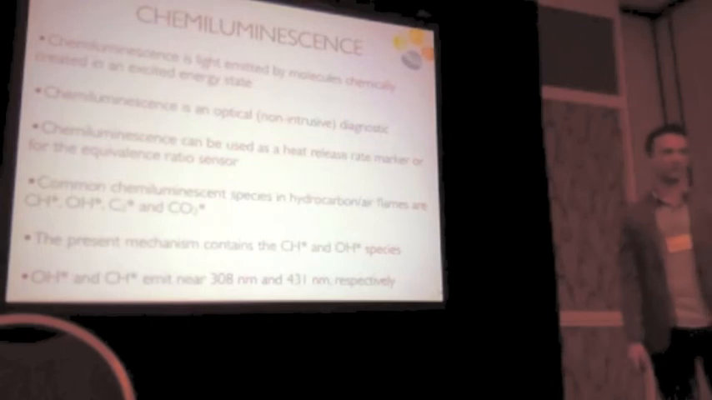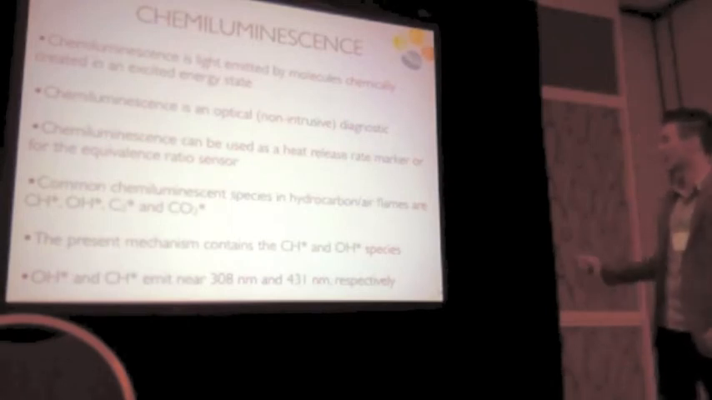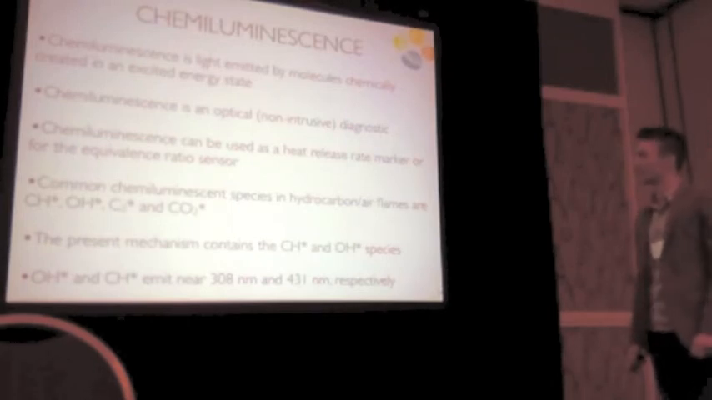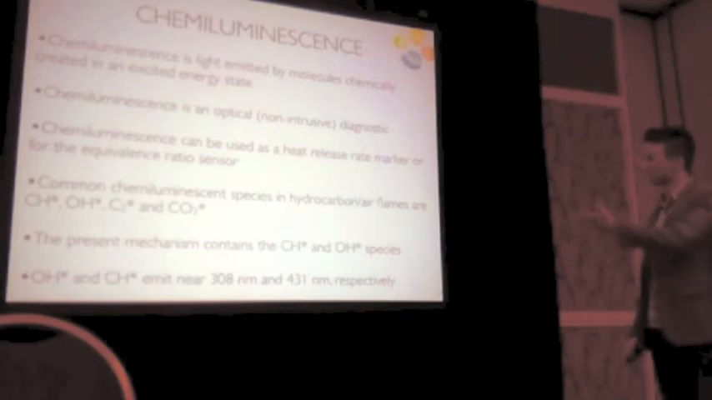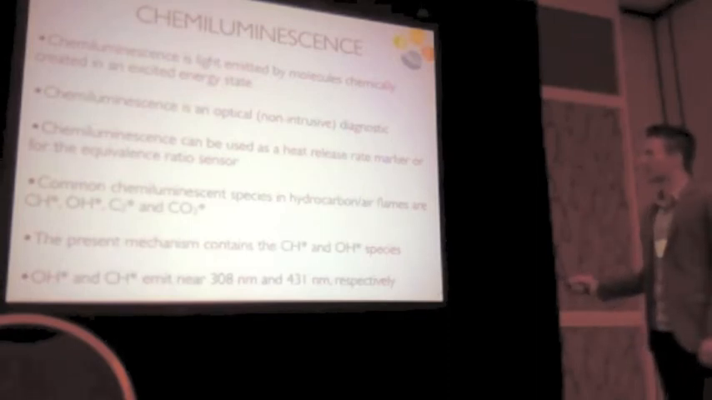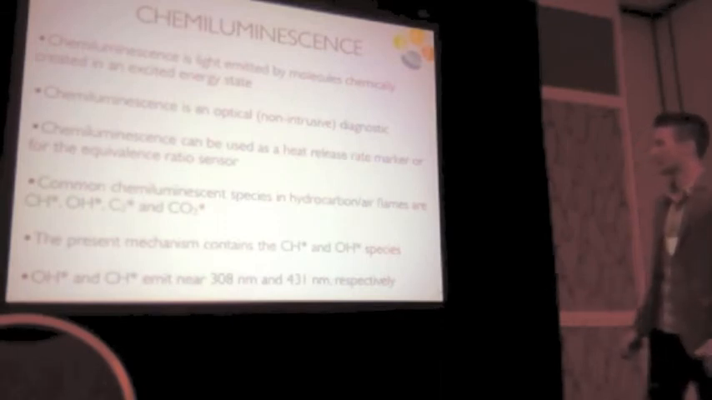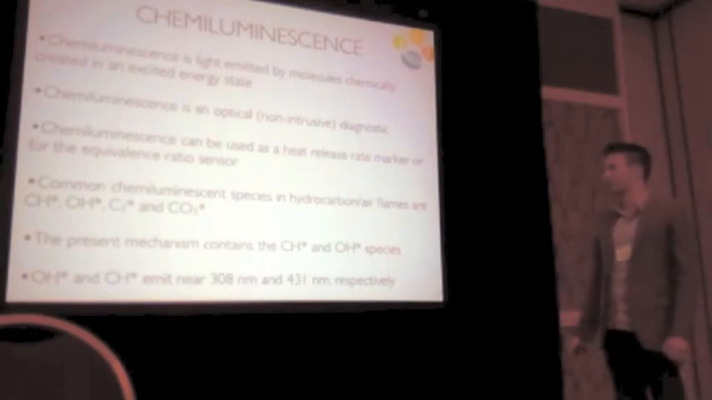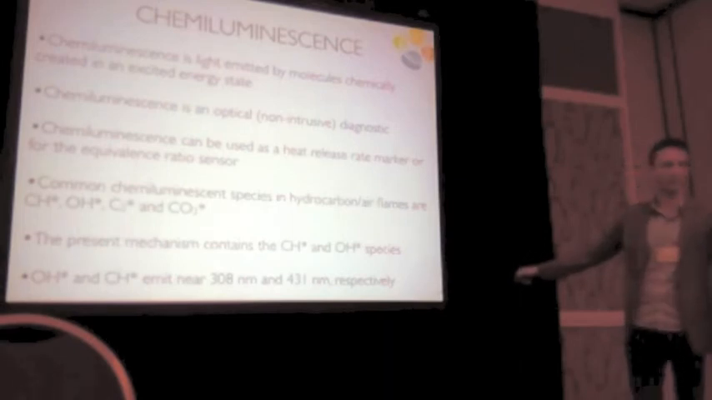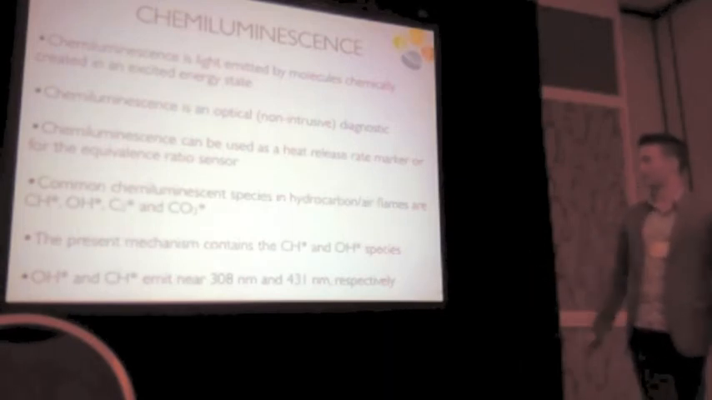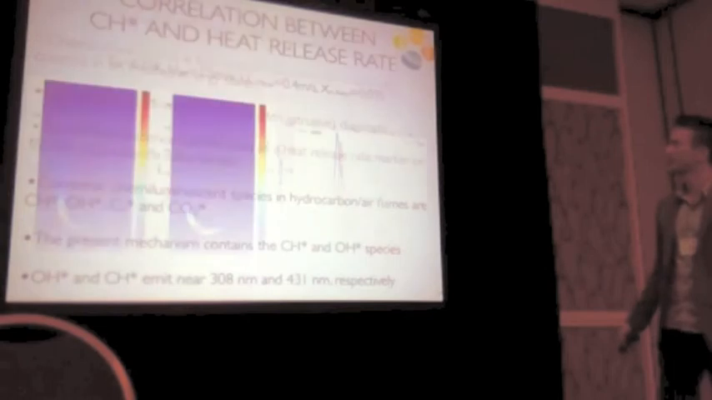Chemiluminescence, as it was explained in the previous talk, is the light emitted by the molecules in the excited energy state. It's a non-intrusive diagnostic tool, and it can be used as a heat release rate marker or even an equivalence ratio sensor. These are the most common species. We are using only two for our purpose. These are the wavelengths at which they emit.